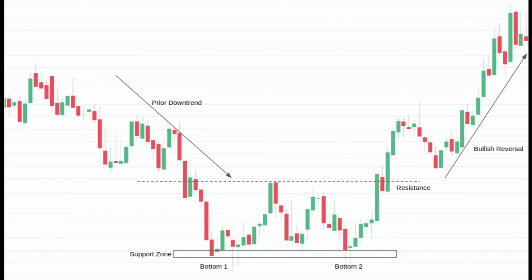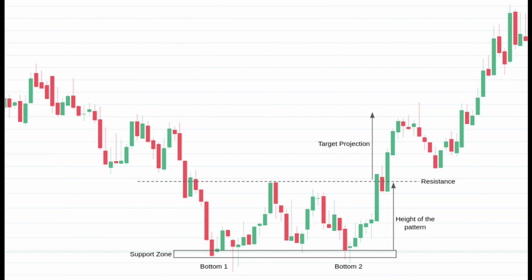Percentage-based stop loss. Another method is to set a stop loss based on a certain percentage below the breakout point or the pattern's depth. For example, you could choose to set the stop loss at a level that represents a 2% or 3% loss from the breakout point or the depth of the pattern.